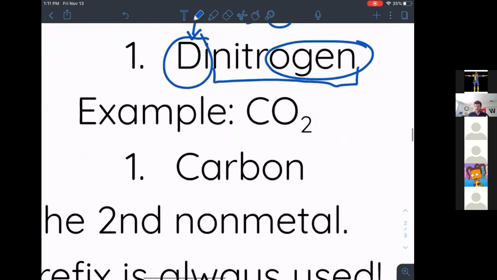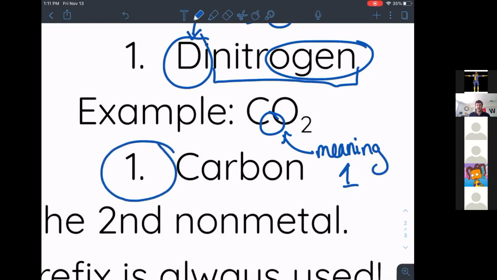The second one, how many carbons are present here? One. Just one, because there's no number, meaning one. Which is why there's no prefix in front of our carbon, because there's only one, so no prefix. Any questions so far on this?